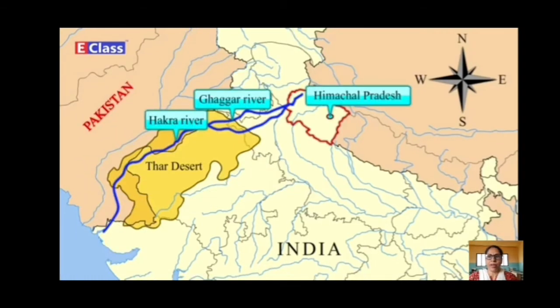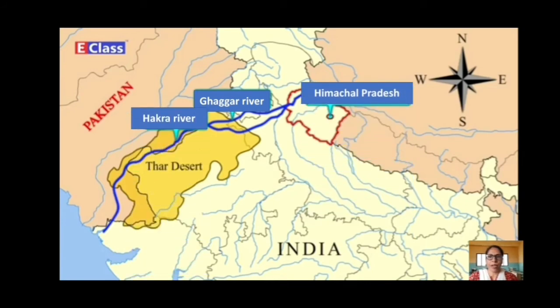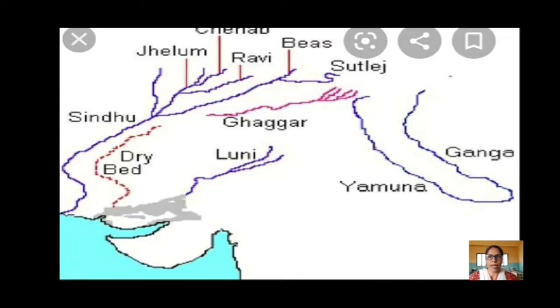The Ghaggar River that originates in Himachal Pradesh reaches the Thar Desert. It is known as Hakra in Pakistan but has now dried up. Many sites of the Harappan civilization are situated along the now dry course of the river.